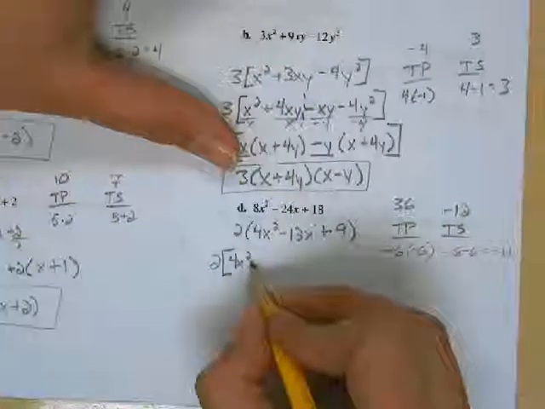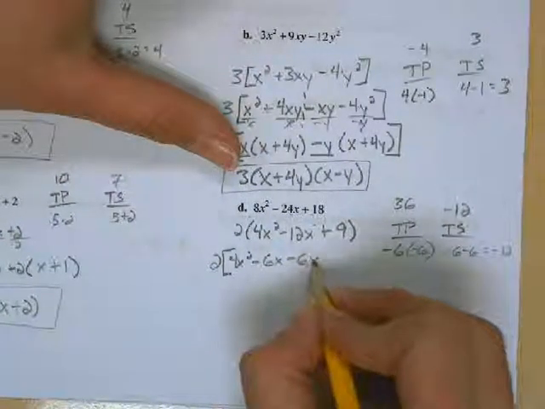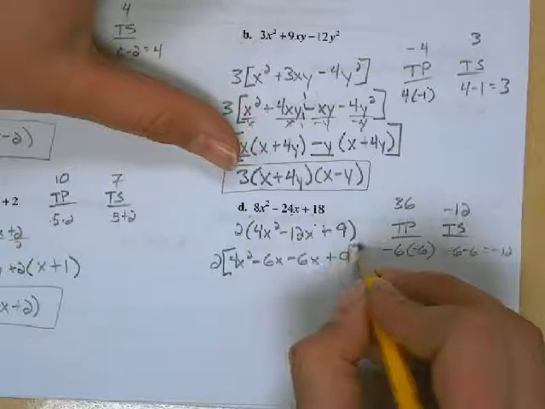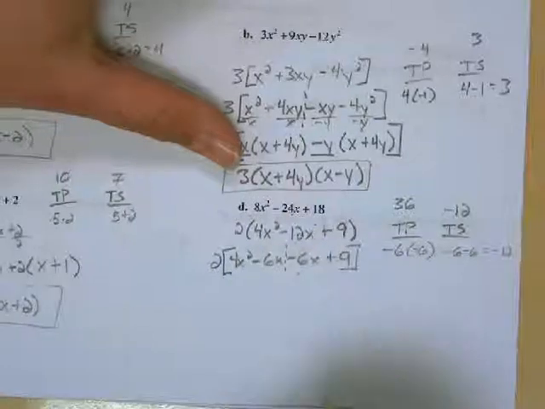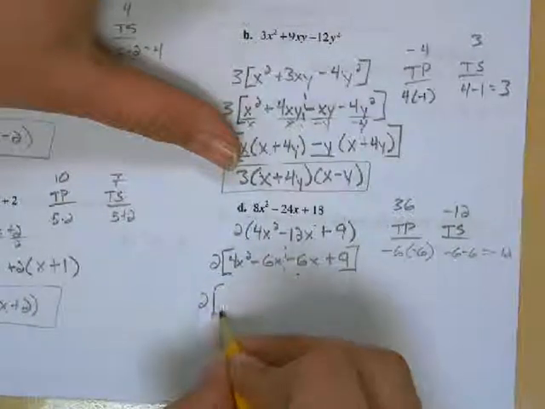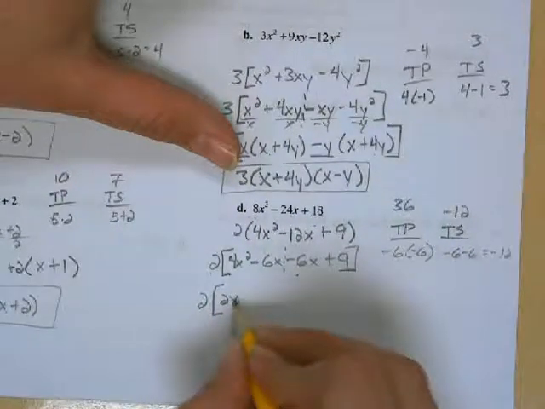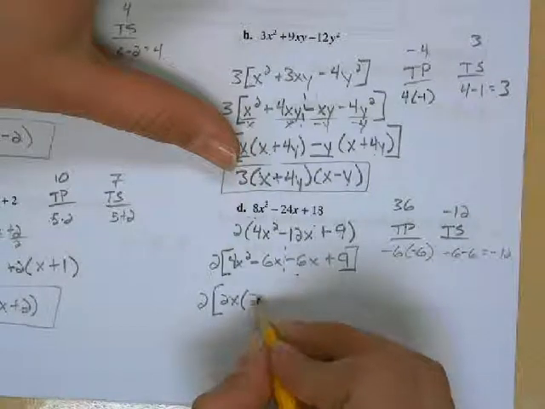4x squared minus 6x plus 9. Put in my two middle numbers. That was my split the middle. Here we go. Factor by grouping. Here I got a 2x, and I'm left with 2x minus 3.